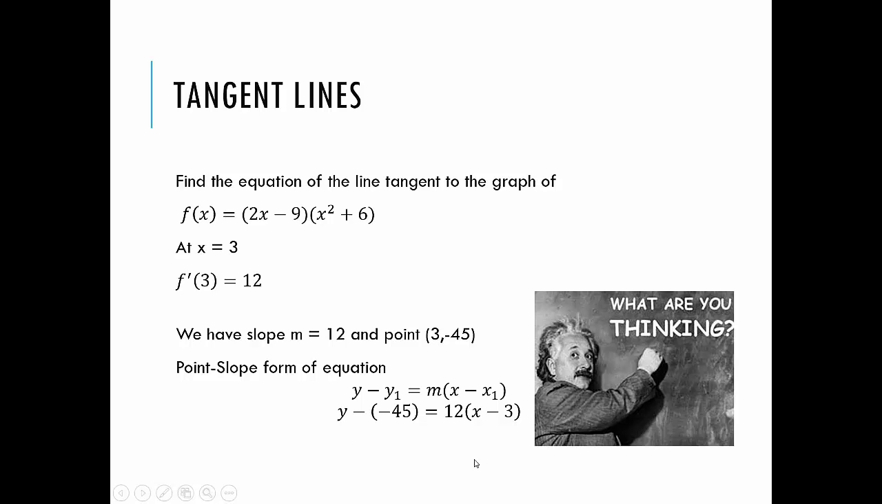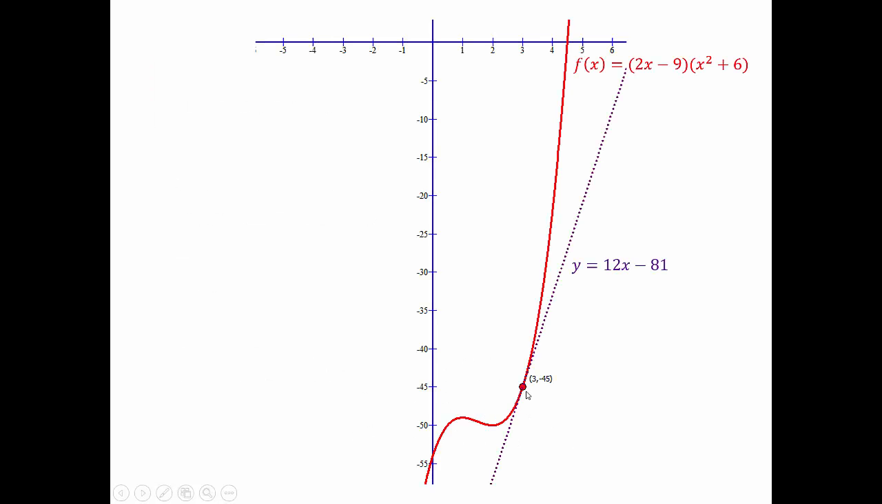I plug everything in, I move things around a little bit and solve for y, and that is my equation of my tangent line. So remember, you ought to graph these things to see if you got it right, because you'd be able to see it. So what I'm graphing is my original function, and then I'm going to plot my point (3, -45), my x y. And when I plot this tangent line, it better go through only at that point, and it does.